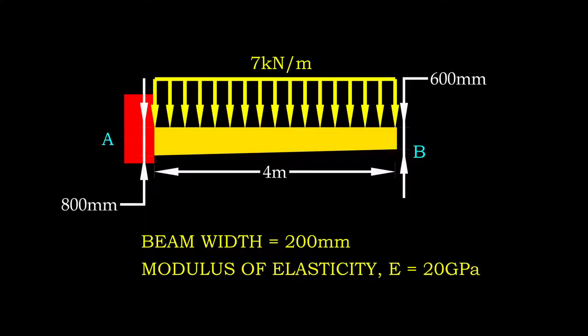The modulus of elasticity of the beam is 20 GPa. The beam is subjected to a uniformly distributed load of 7 kN per meter. What is the deflection at the free end of this cantilever beam?